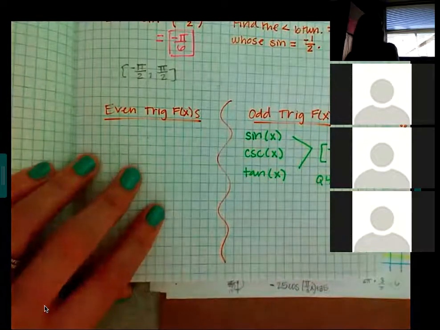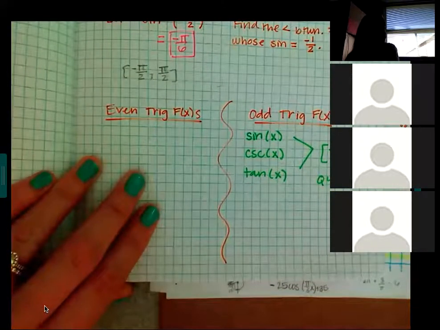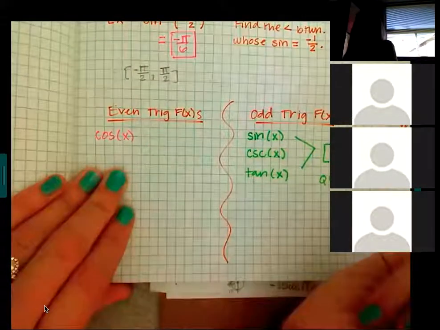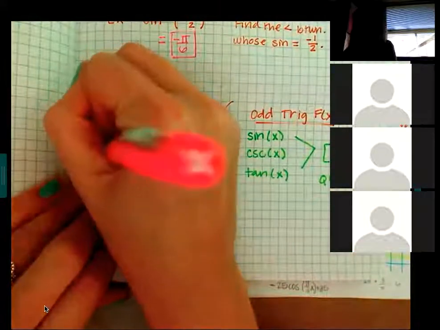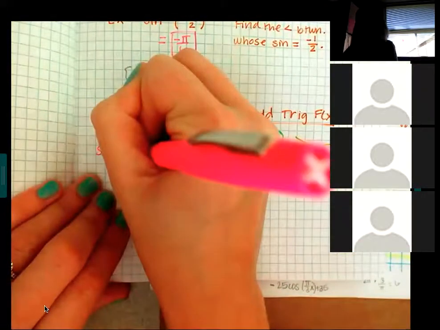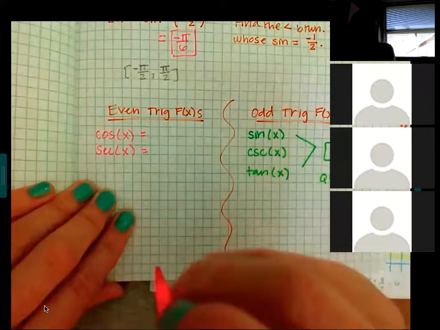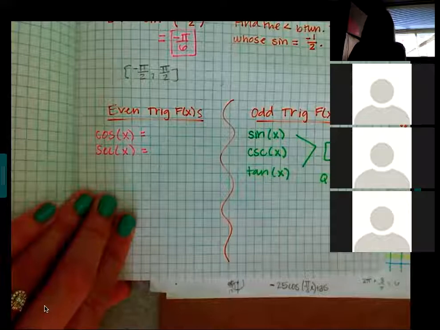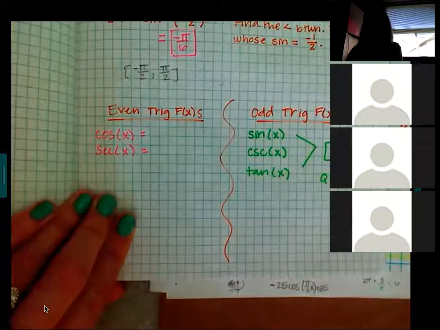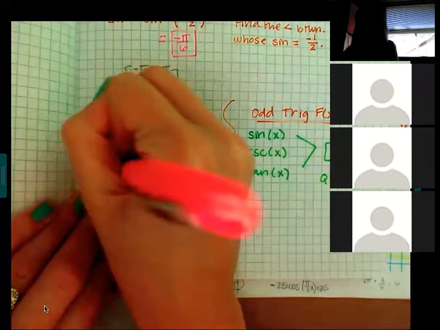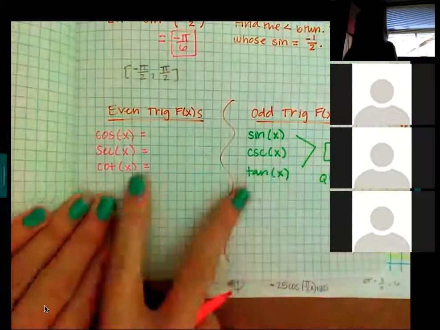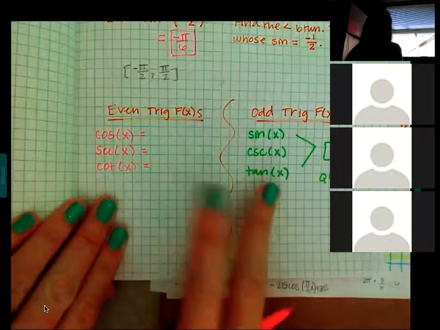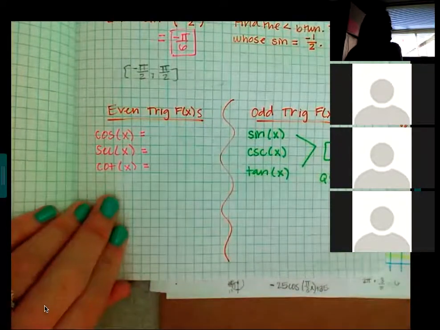So then what are our even trig functions? Cosine, which you knew from last unit. Secant, which you knew from last unit. The only one we didn't talk about, I didn't show you why it was even. I can show you in office hours if you would like. But cotangent is actually even. So the only two that don't go together are cotangent and tangent. One is odd, the other one is actually even.